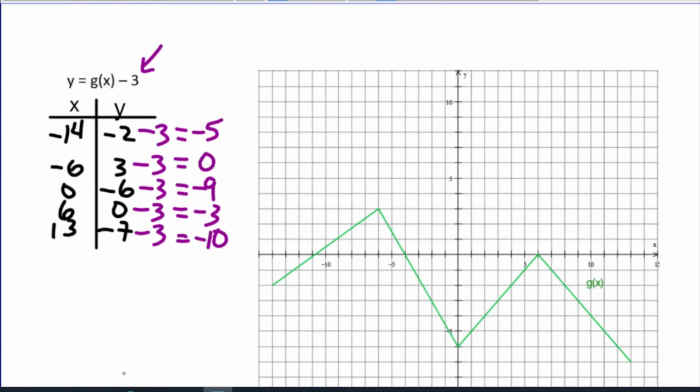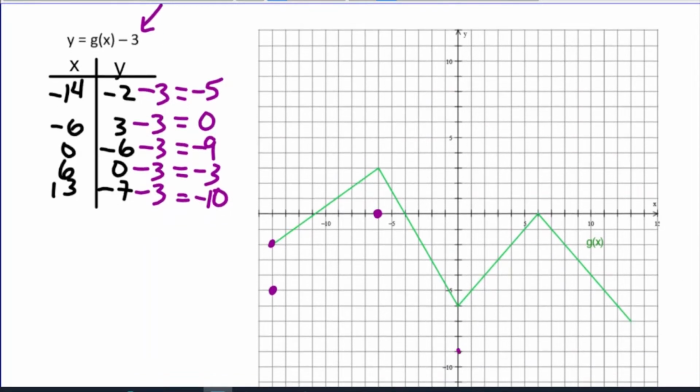So negative 14 and negative 5, well, if we go to the negative 14 point, which is here, down by 3, we'll now put it at negative 5. So you could plot it using that as well. So that point's pretty easy to see. 0, negative 9. 1, 2, 3 down. 1, 2, 3 down. And 1, 2, 3 down. So our new graph has moved down by 3. And you're showing the transformations in the table of values where they're affecting that particular value.